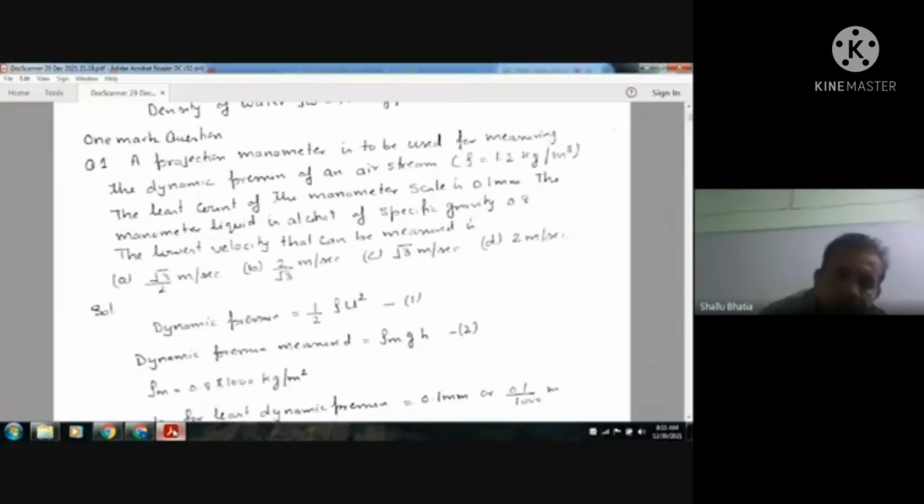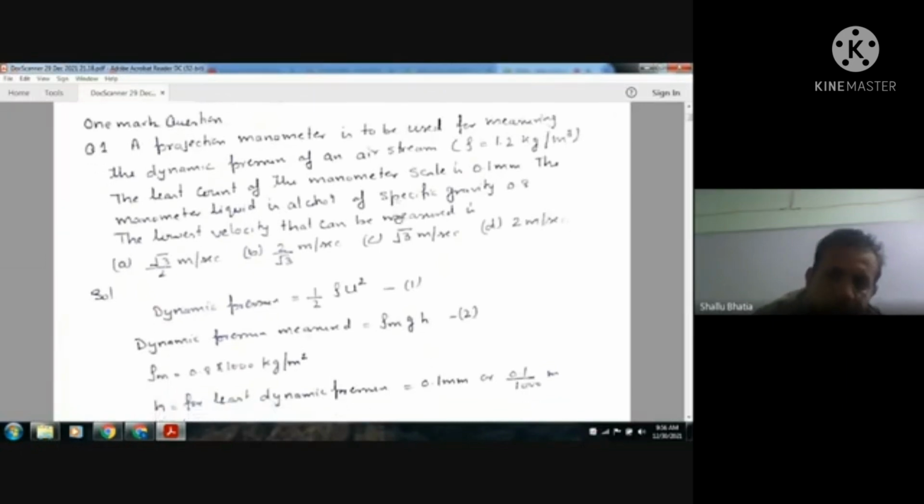So the dynamic pressure is given as half rho u square, and we have to calculate the dynamic pressure of air. So we will use rho of air, which is 1.2, and u is the velocity, as we have to measure the lowest velocity of the air which can be measured. For air, the pressure is half rho u square, where rho is density of air and u is velocity of air.